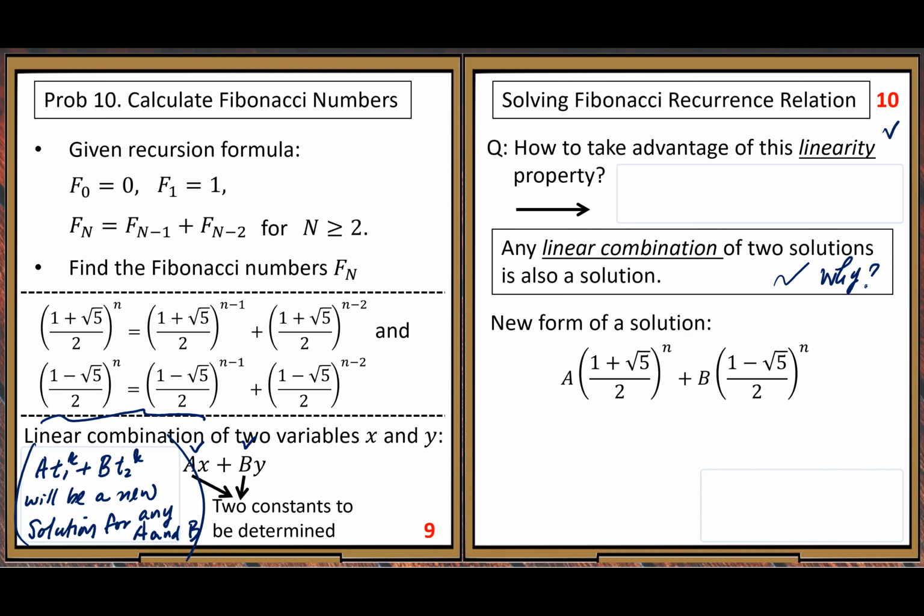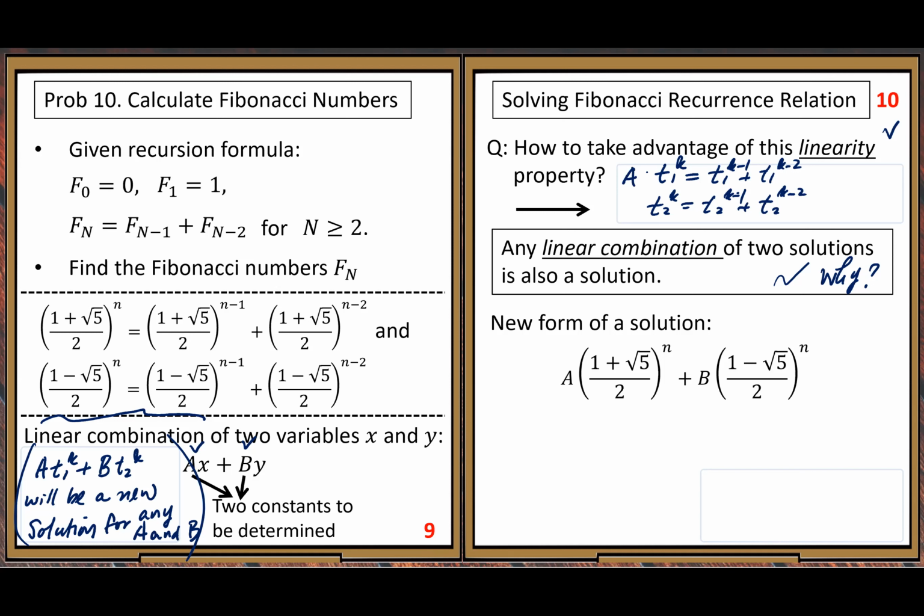Let me explain a little bit here. All right, let me use a little room here. T1 to the k, that is a solution, right? It equals T1 to the k minus 1 plus T1 to the k minus 2. That's the first solution. And T2 to the kth is the second solution.